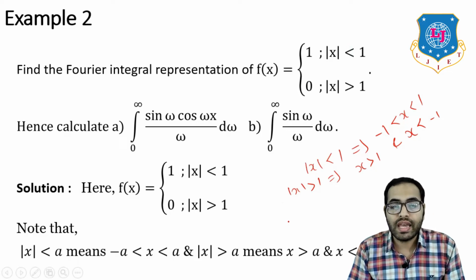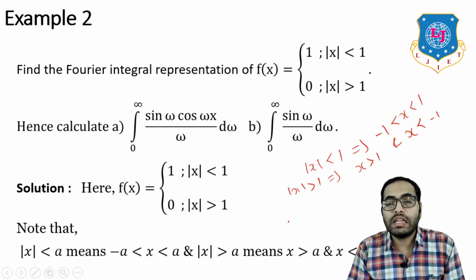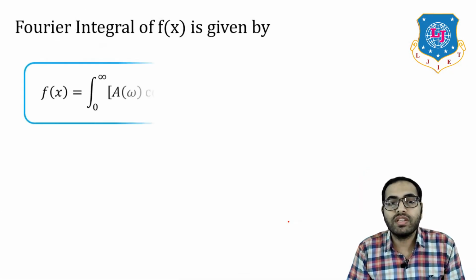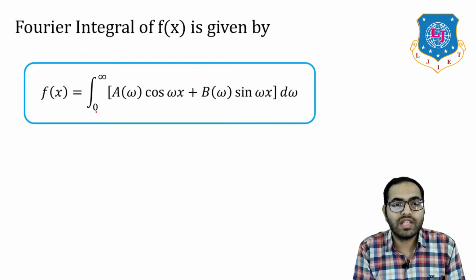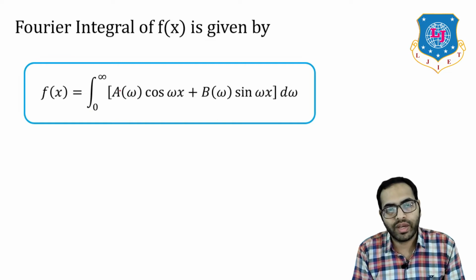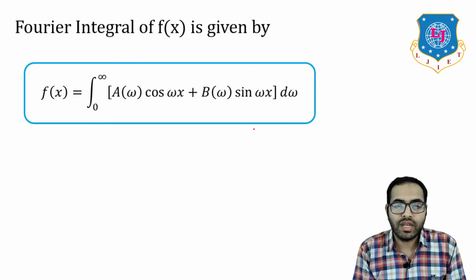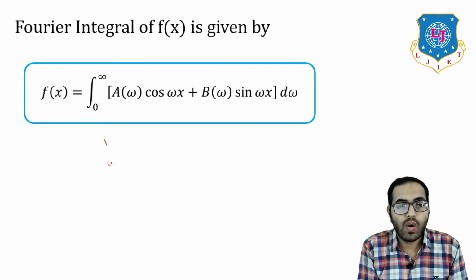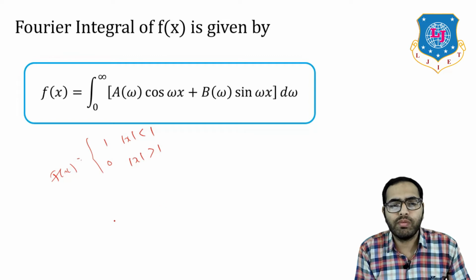Let's see, firstly finding the Fourier integral, which is represented as f of x equal to integral 0 to infinite a of omega cos omega x plus b of omega sin omega x d omega. Just find the values of a omega and b omega and substitute them. Here our function is 1 if mod x less than 1, and 0 if mod x greater than 1. So let's represent it graphically.